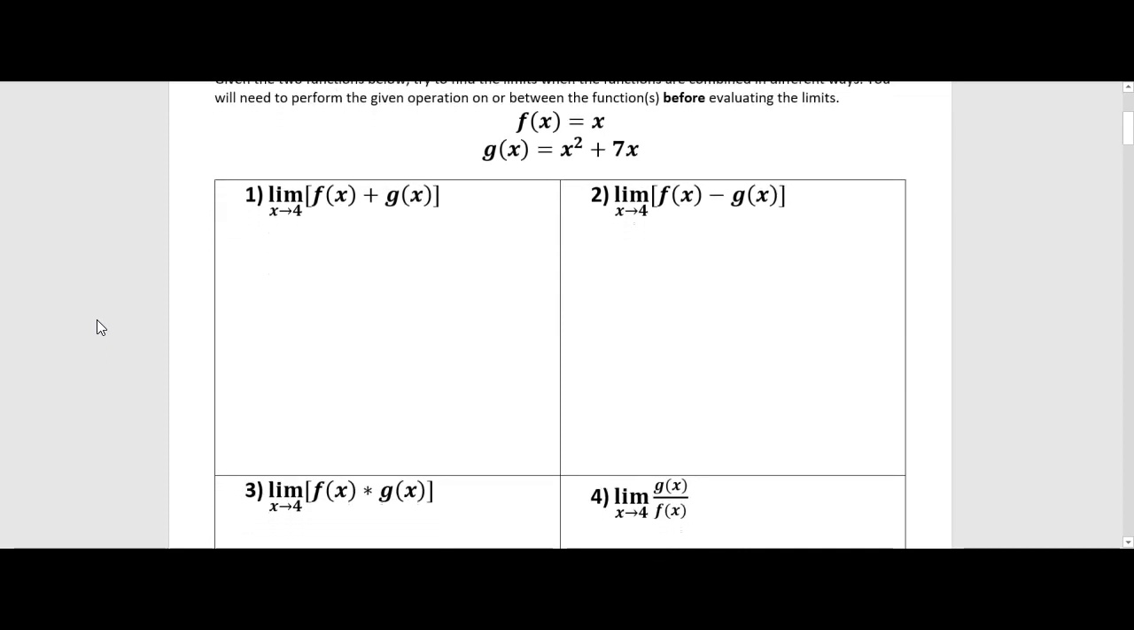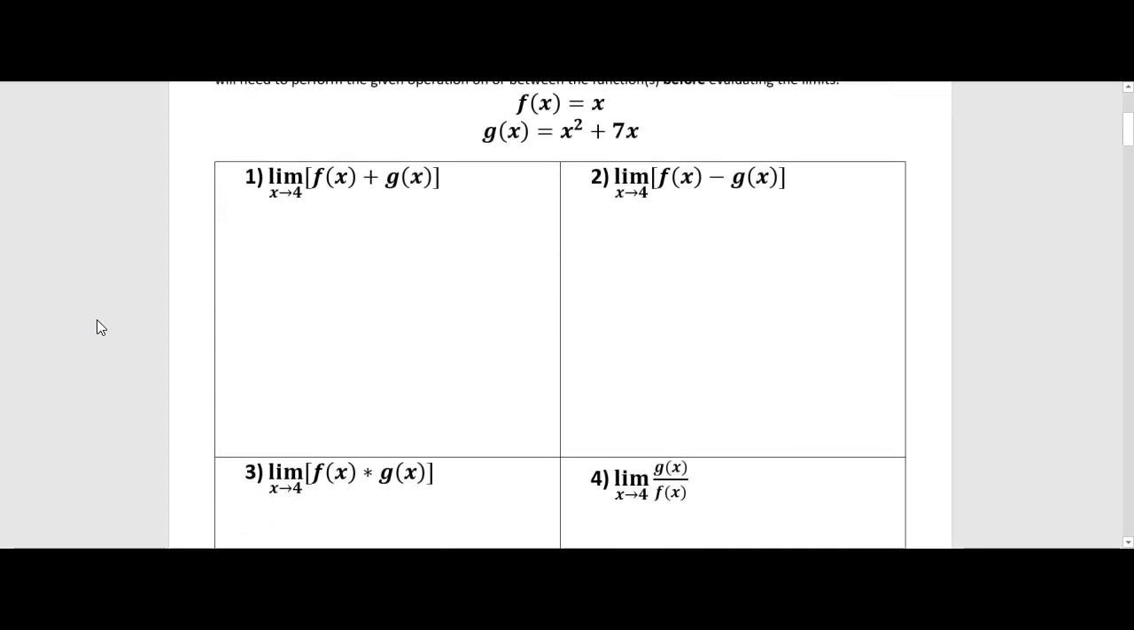We are given two functions, f of x and g of x, and we're given a bunch of limit expressions for us to evaluate. Now, we're not going to use the limit properties that we're going to talk about later in the lesson, but we're going to perform the operations on the functions first and then take the limit of the resulting function. I just had to pull up my whiteboard feature. So we'll go through one or two of these, and then we'll jump to the actual limit properties. So let's start with number one.